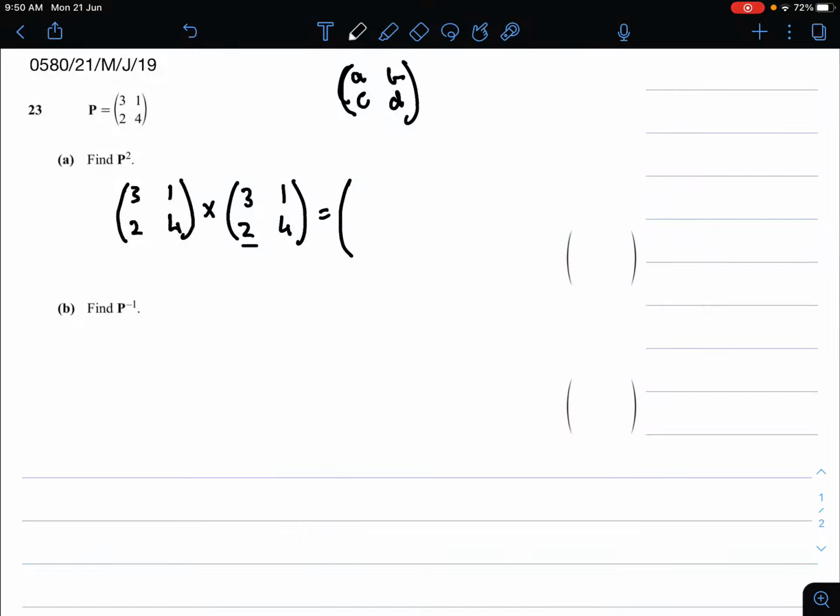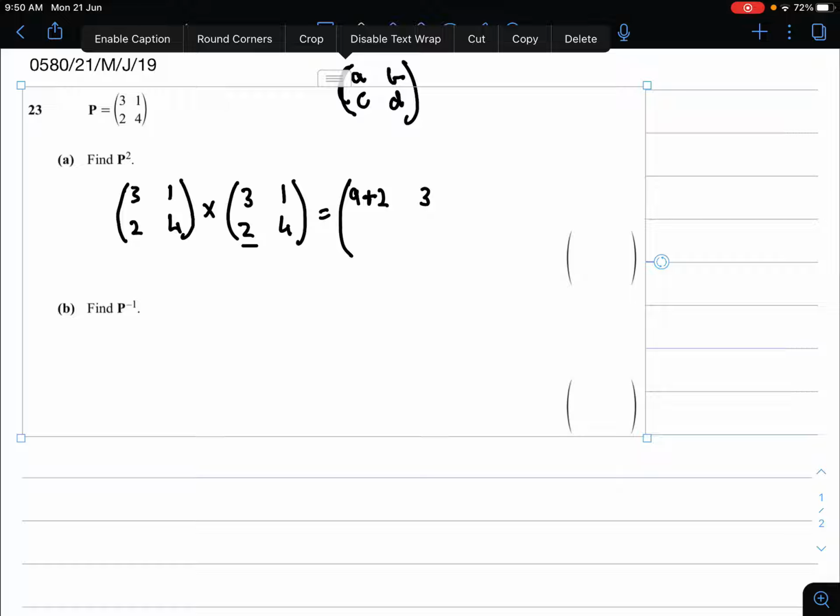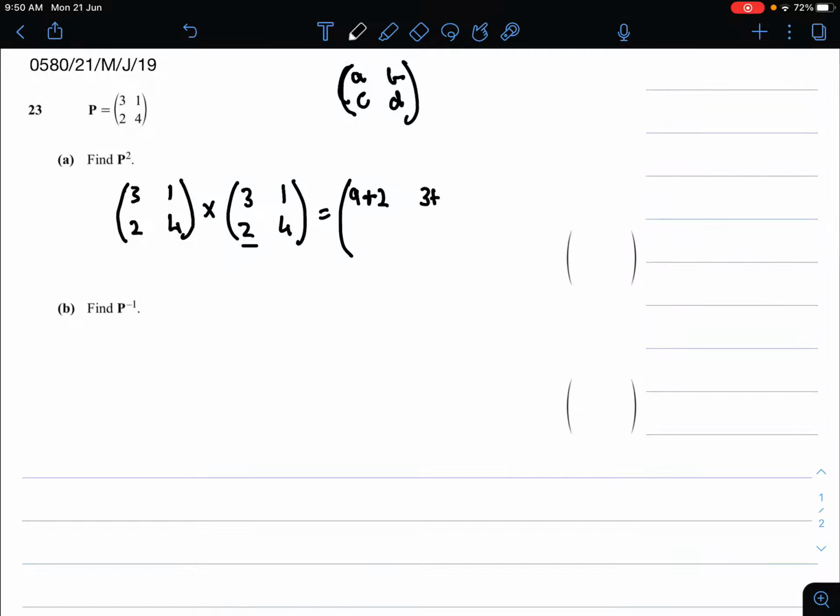So for A, you multiply the first row of the first matrix with the first column of the second matrix. So 3 multiplied by 3 would be 9 and 1 multiplied by 2 would be 2. So you add both of them. Now for B, you multiply the first row of the first matrix with the second column of the second matrix. 3 multiplied by 1 would be 3 plus 1 multiplied by 4 would be 4.